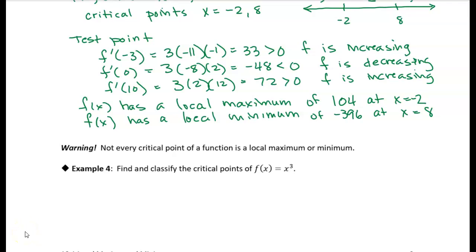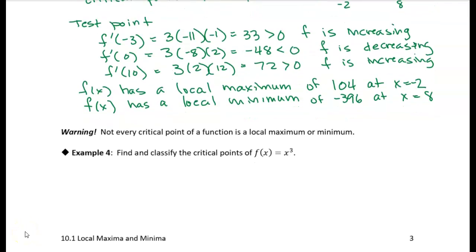All right, so in the last example, we found a local maximum and a local minimum. But we have to be careful. Not every critical point of a function is a local maximum or a minimum. All right, and example 4 is just illustrating that.